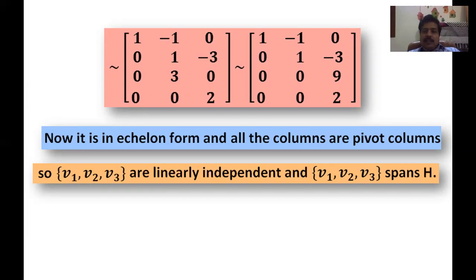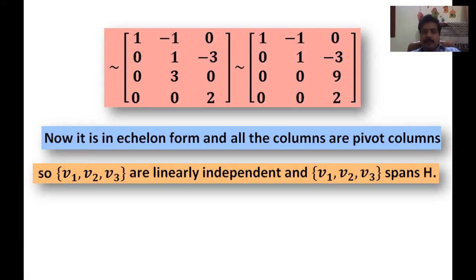Here the third row, this one, does not have a pivot position. That implies that the columns do not span R4. That is not required here. So the third row does not have a pivot position, which gives us that these columns cannot span R4. That is immaterial to us in this problem, of course.